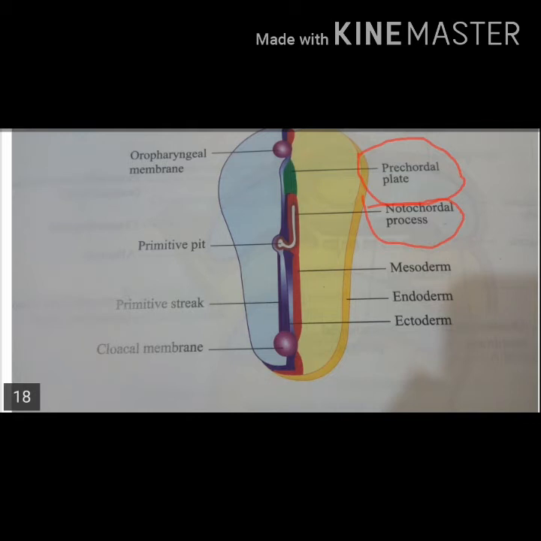Now we will see how the cardiogenic plate is formed. Guys, those mesodermal cells which pass cranial to the precordal plate and oropharyngeal membrane form a cardiogenic plate, which is the site where the heart will develop.